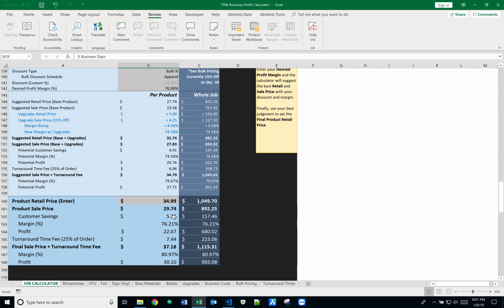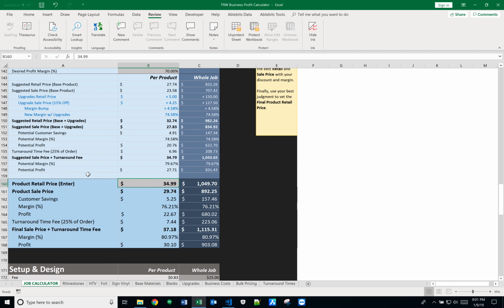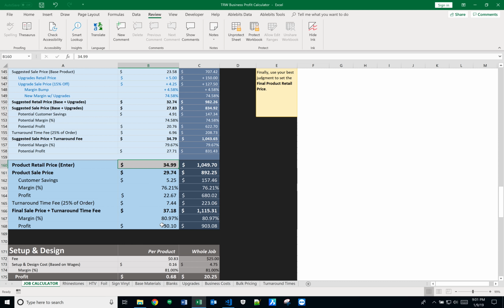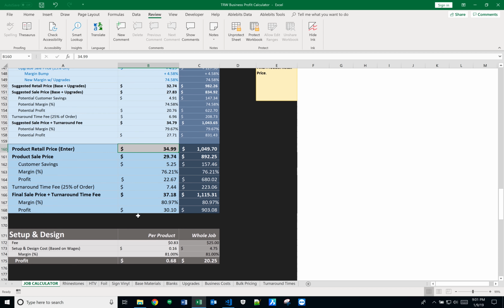So you can see here what that turnaround time is going to do in terms of adding on to our total. And then we ended up retailing this as $34.99. So what it actually ends up being with the turnaround time fee is $37.18. So that's another way to account for your business costs, right? If you have an expedited turnaround time, you can account for that here.